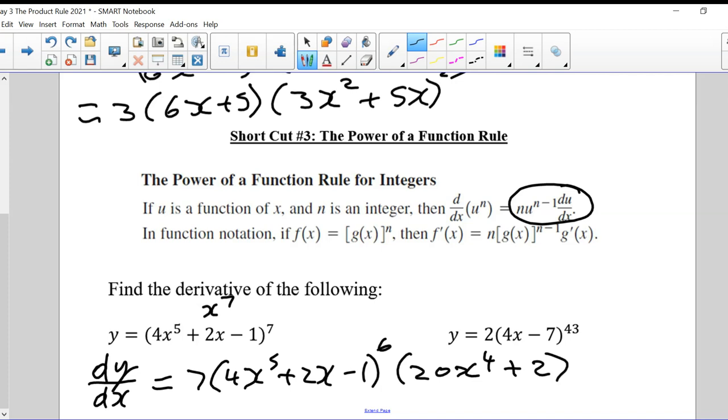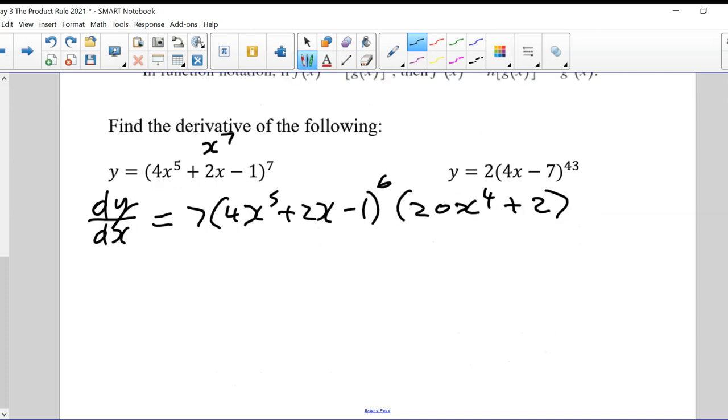All right. So what I did is I just treated this thing as if it was an x squared, or really what is a u squared. I just derived it as if it was just x to the power of 7. So that would be 7 times this thing to the power of 6. Then I multiplied that by the inside function, which would be the 4x^5 plus 2x minus 1 derived, which is 20x^4 plus 2. This is a derivative that we're looking for.